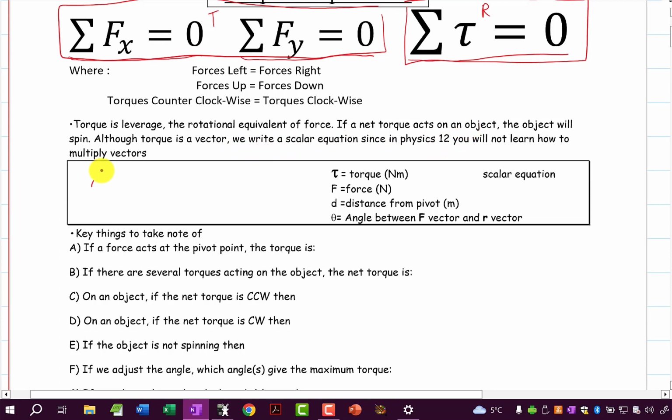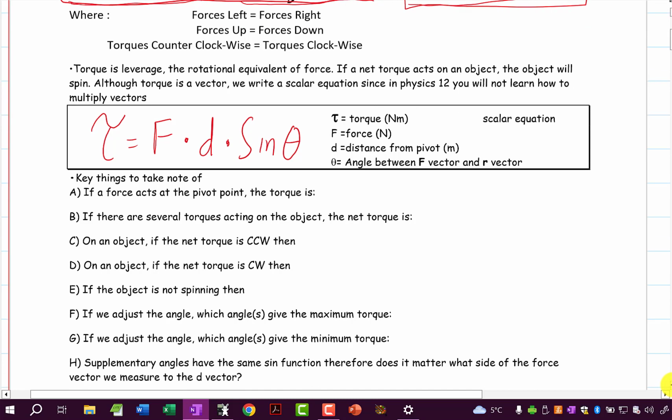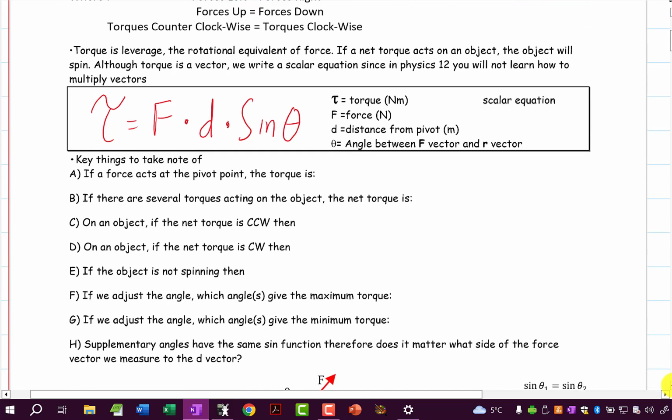Torque is the force times the distance times the sine of the angle between that force and the distance. And we're going to treat it as a scalar, but it is actually a vector, but we're in physics 12, we'll just leave it as a scalar. Okay, that's just our formula for it.